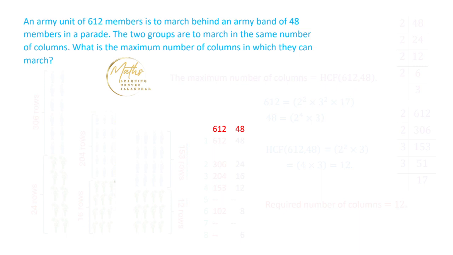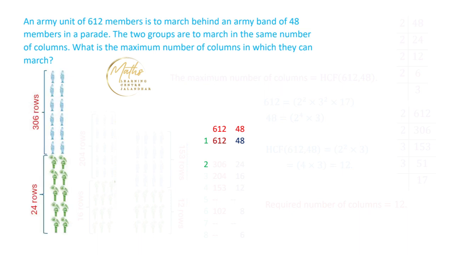Suppose they are moving in a single column. How many rows will be there? There will be 612 rows of army men, and 48 for the persons from the army band. Now suppose they are moving in two columns. We look at this situation in this way. Now how many rows will be there? This is column 1 and this is column 2.